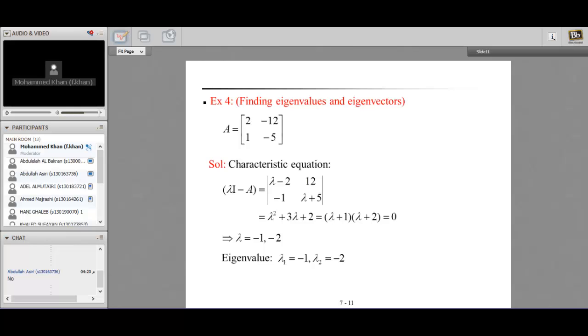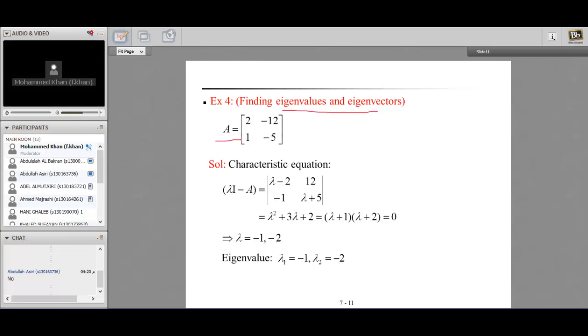So this is a very simple question. It says to find the eigenvalues and eigenvectors of the matrix. It is a 2 by 2 matrix. First of all, as you know, we have to write the characteristic equation. The characteristic equation will be |λI − A| = 0.